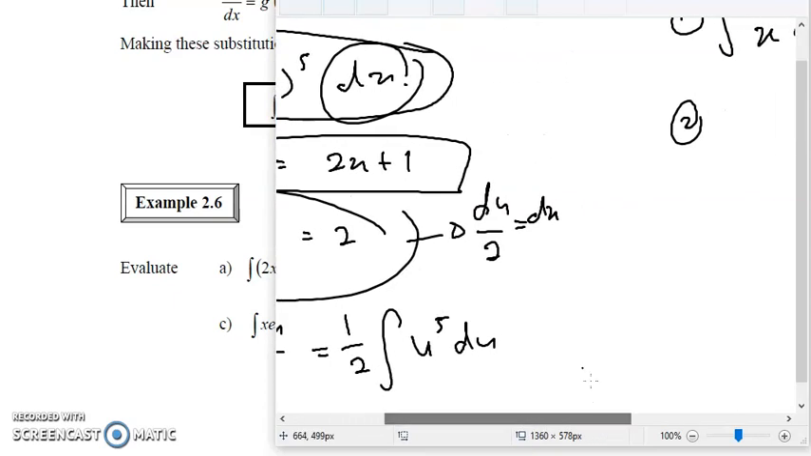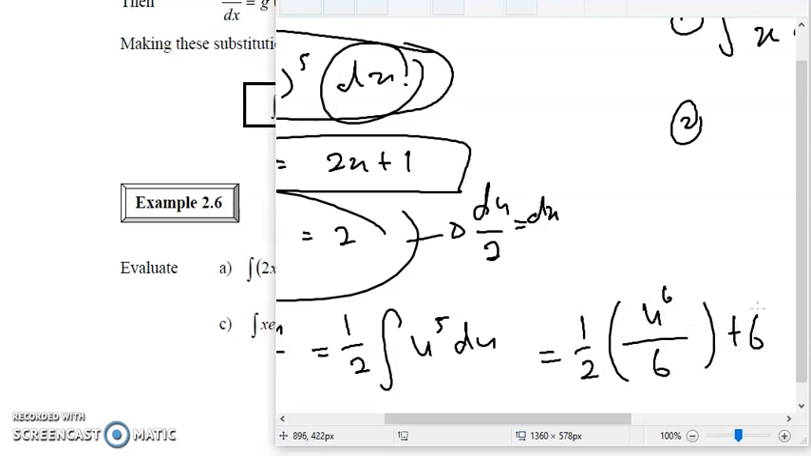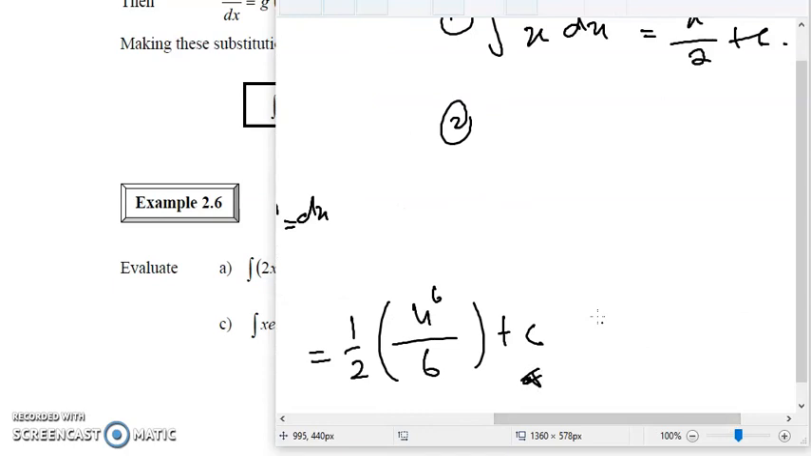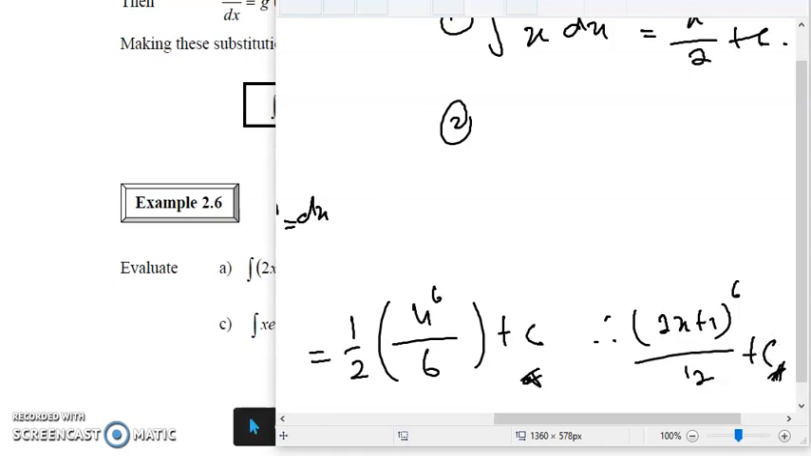And then you integrate u power of 5 with respect to u, and you'll have 1 over 2, and here u power of 6 over 6. And don't forget, we'll have plus c here. We haven't finished yet, of course. The conclusion is that u is 2x plus 1 just now, right? So you'll have (2x + 1) power of 6 over 12, plus c. So therefore, you already got the answer. That's for question A.